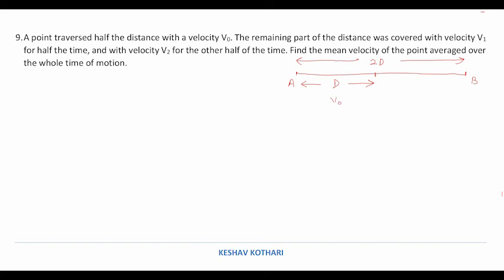Now the remaining part of the distance was covered with velocity v1 for half the time and with velocity v2 for the other half of the time. So over here I can take that the distance d1 was covered with velocity v1 for half the time and the distance d2 was covered with velocity v2 for the other half of the time. So for convenience I am calling this point C and this point E, because we have already used D.